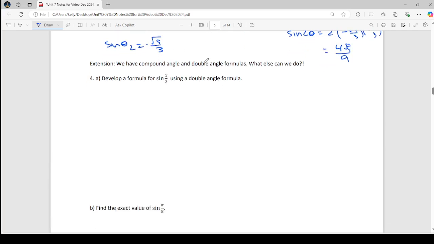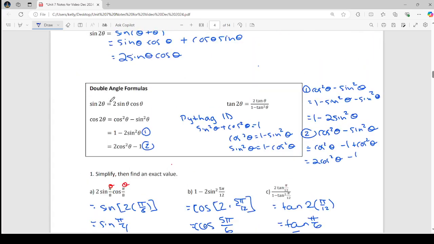So we have compound angle and double angle formulas. Like, what else can we do? So let's develop a formula for sine x over 2. This is a half angle formula. So what we're going to do is we want a formula for sine x over 2. So of all our options, this would be hard to isolate.